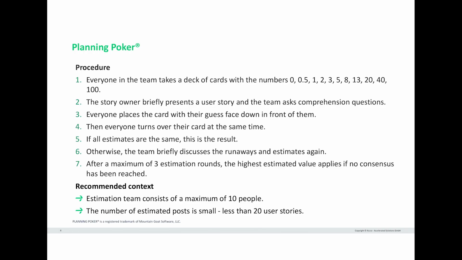The planning poker procedure is as follows. Each team member takes a set of cards with the modified Fibonacci numbers. The story owner briefly presents a user story and the team asks comprehension questions. Everyone places the card with their guess face down in front of them. Then everyone turns over their card at the same time. If all estimates are the same, this is the result. Otherwise, the team briefly discusses the runaways and estimates again. After a maximum of 3 estimation rounds, the highest estimated value applies if no consensus has been reached.